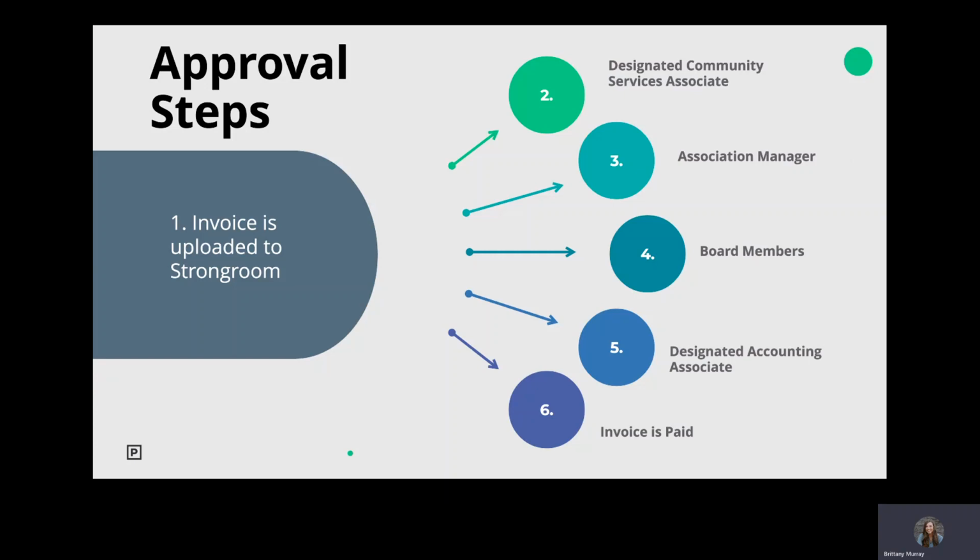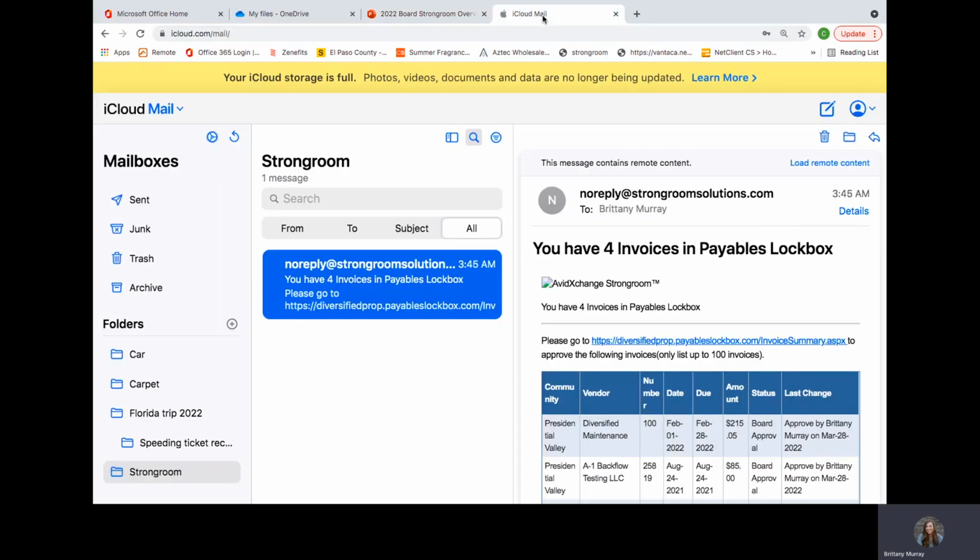Once the accounting associate approves the invoice, the payment is processed and sent to the vendor. As your management company, we have set up this very in-depth approval process to ensure your association invoices are thoroughly reviewed and coded correctly. So next, we are going to jump into the Strongroom demo.